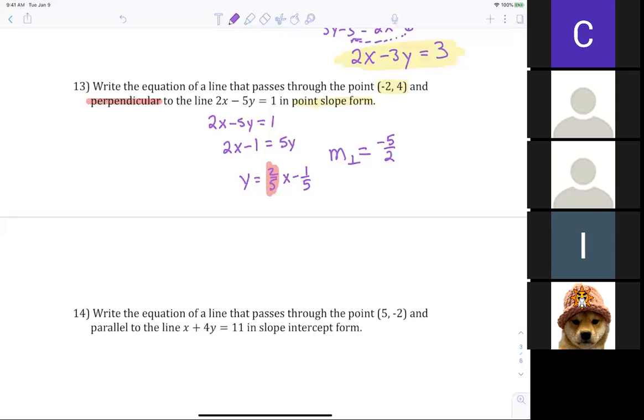And here's the point we need. Now we're writing in point slope. Just to review, so I have y minus 4 equals negative 5/2 times x plus 2. Everybody good? All right, I'm pretty happy with that.